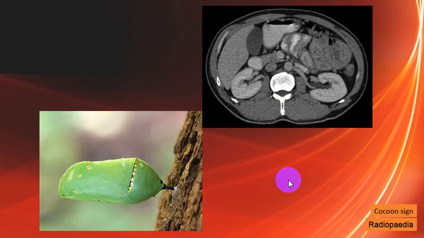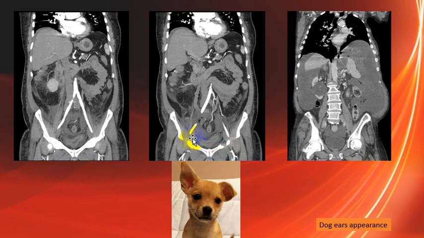And the peritoneal signs. We see here a patient with the cocoon sign, with clumping of the small bowel surrounded by a membrane, giving the appearance of a cocoon. Here a patient with ascites, and we see the dog ear sign appearance, with density superior to the bladder in the peritoneal recesses, giving the appearance of the dog ear sign.